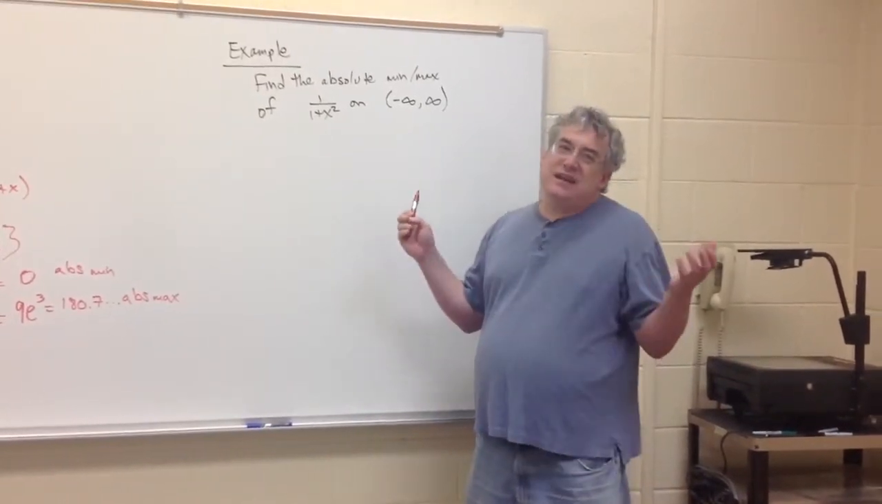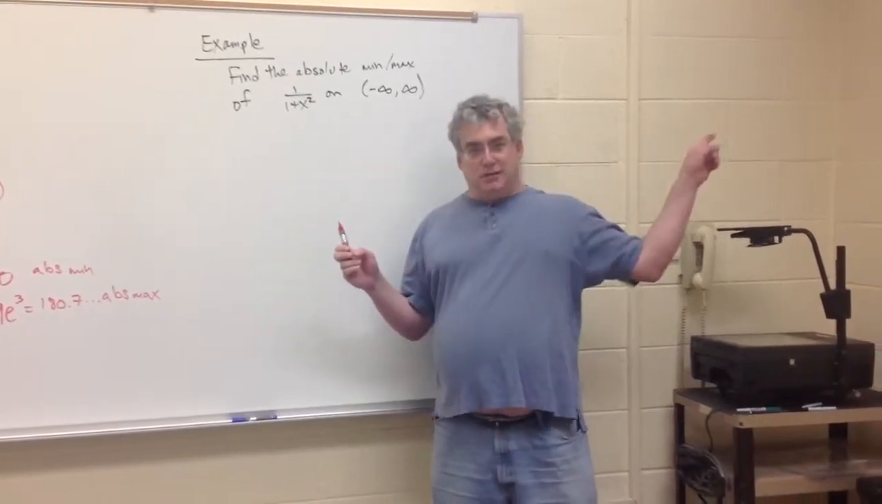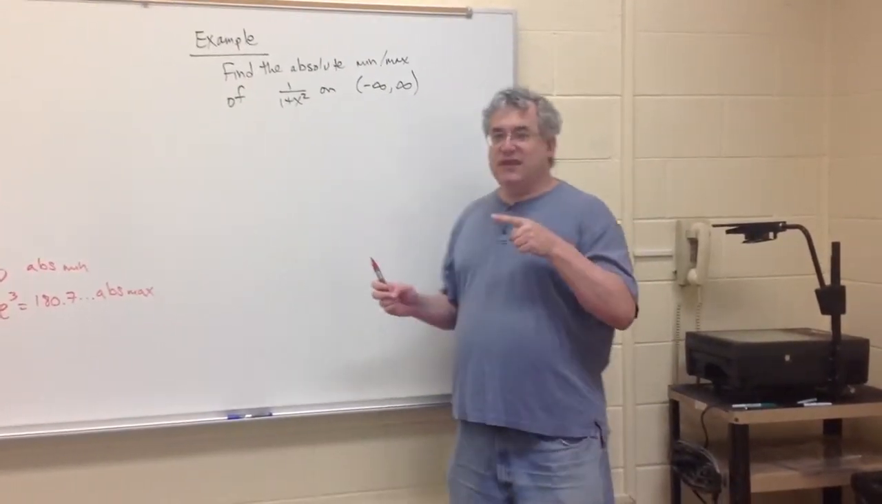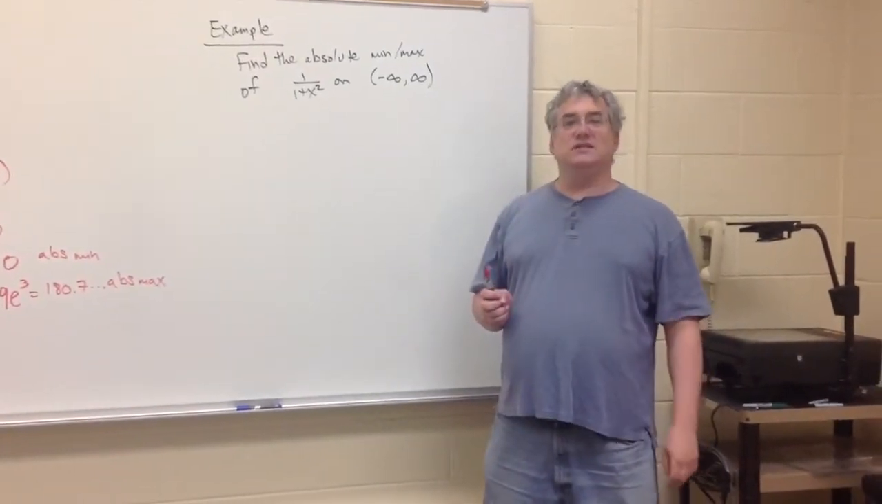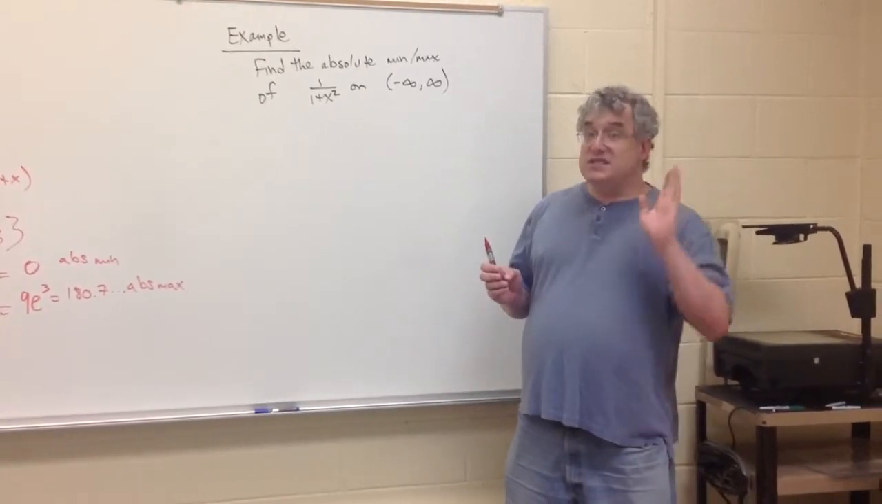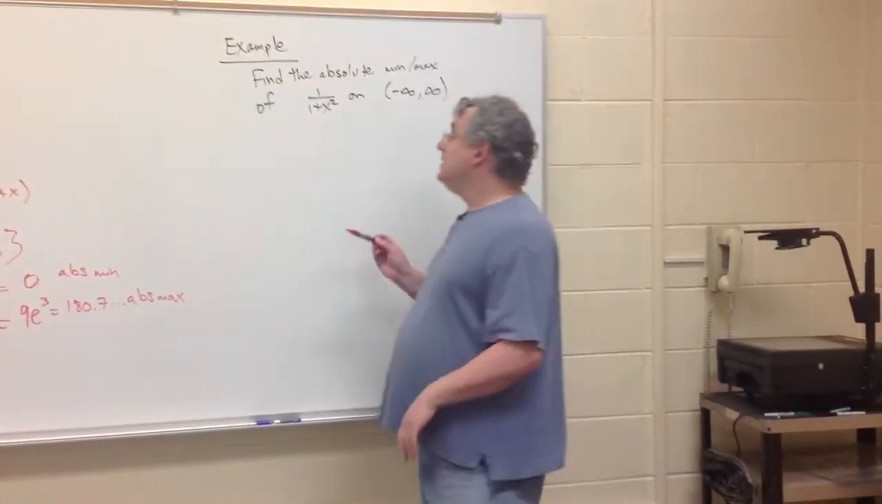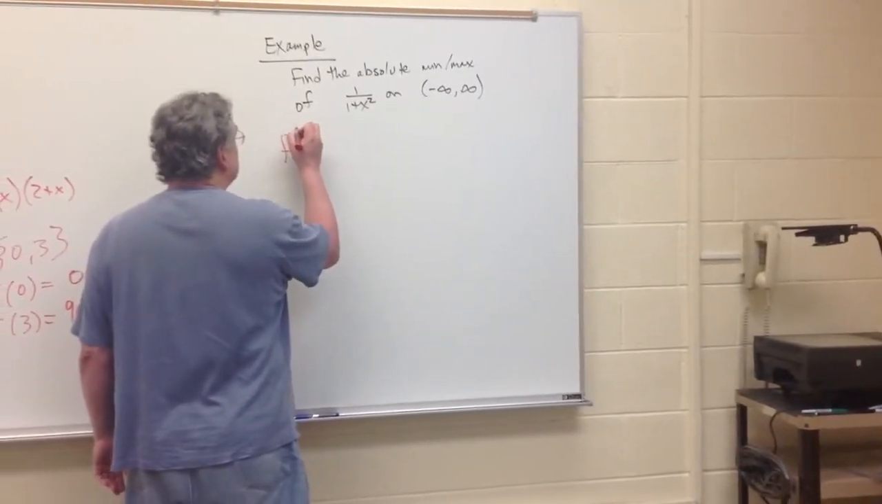Well, you might say infinity is, but infinity is not a spot. It's a direction. Infinity goes that way, minus infinity goes that way, forever. There is no spot that is infinity or minus infinity, so we don't have endpoints. That's going to complicate things. But we're still going to want to look at critical points. So our first step is still looking at critical points.